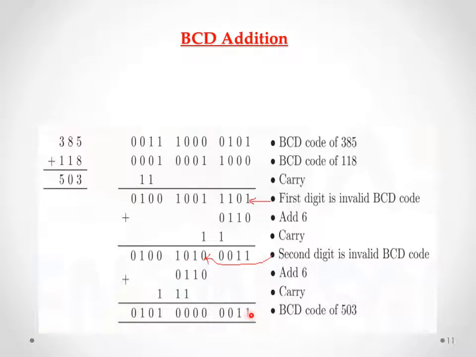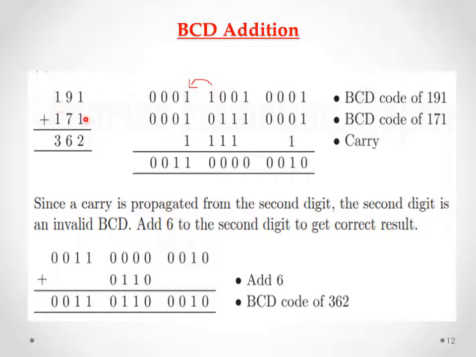So 0 0 1 1 is written here. So here we are adding these two bits. 0 plus 0 is 0. 1 plus 1 is 1 0, carry is coming. So again carry is added with these bits. 1 plus 1 is 0, then carry present. So 1 plus 1 is 0, and carry is added with this bit. So 0 plus 1 is 1 and 0 1 0. Now all the combinations are valid numbers. So the result is 503. It's a valid BCD code.